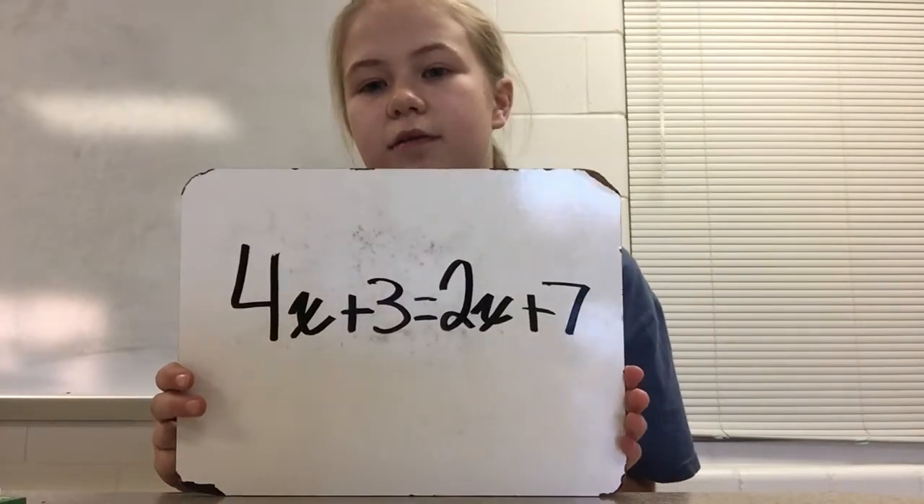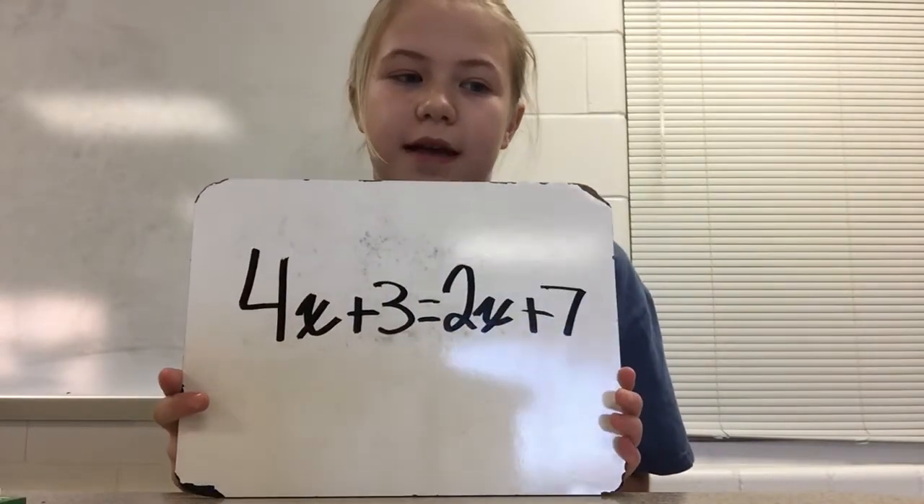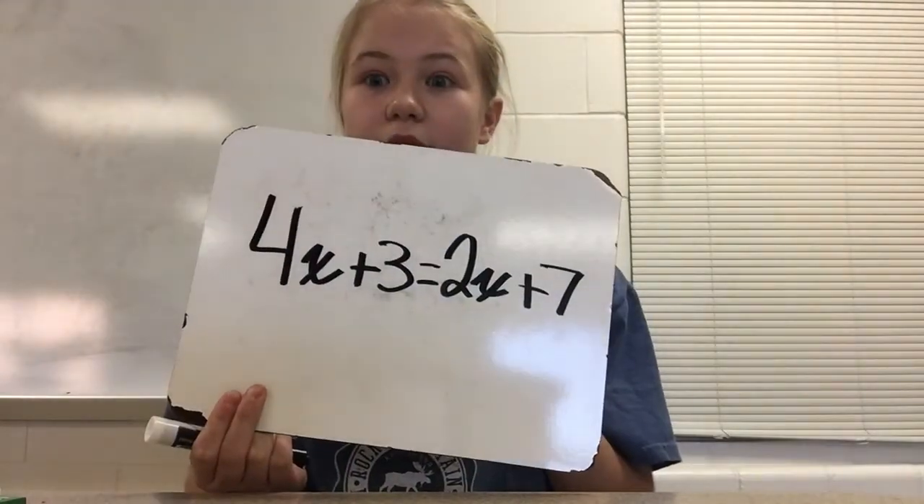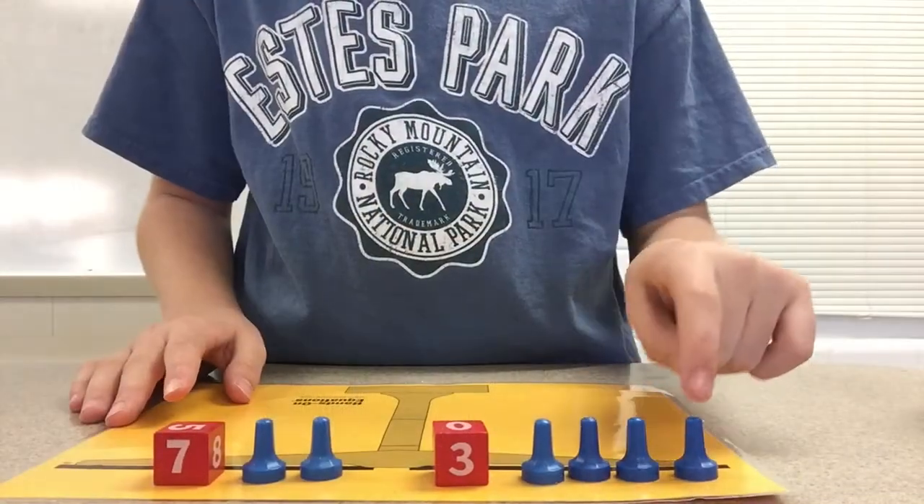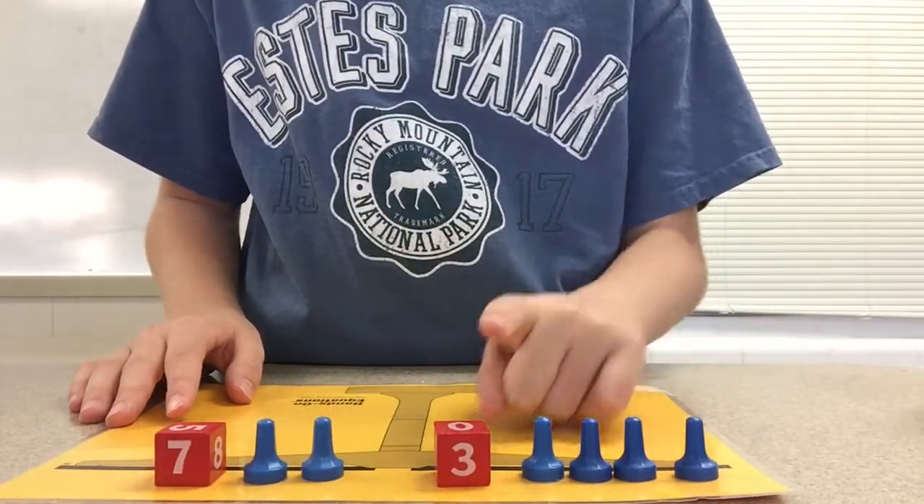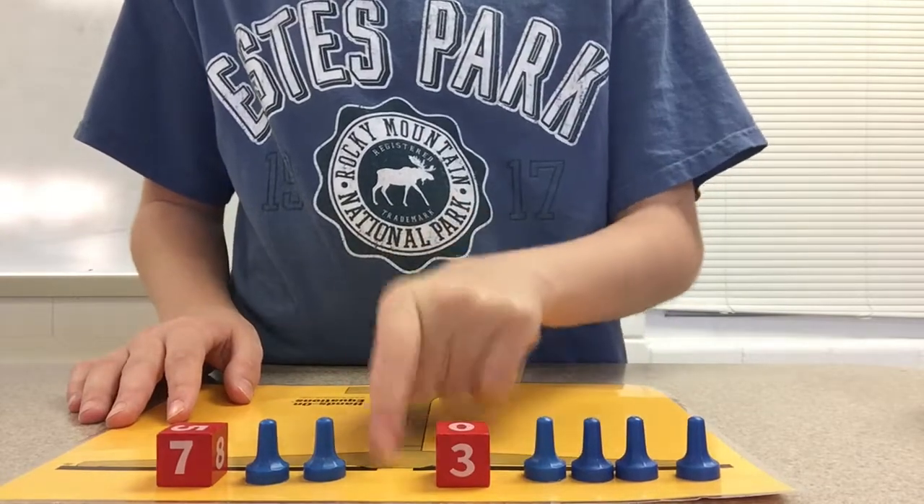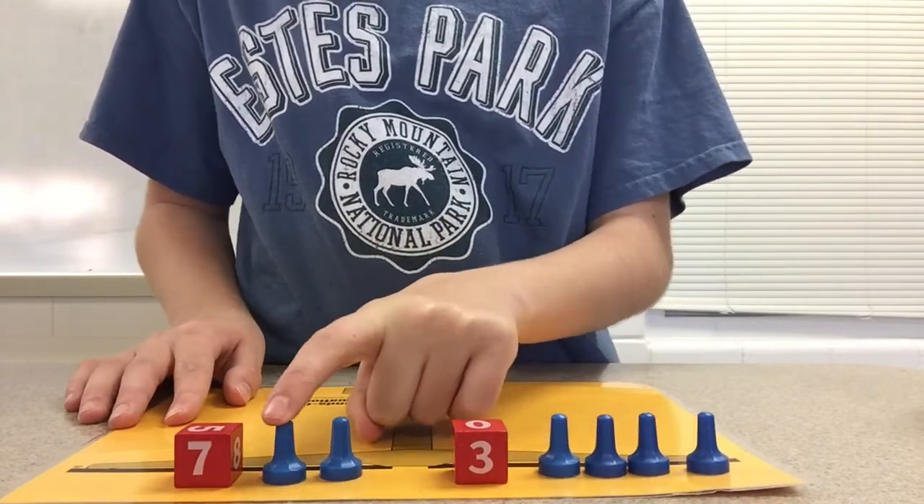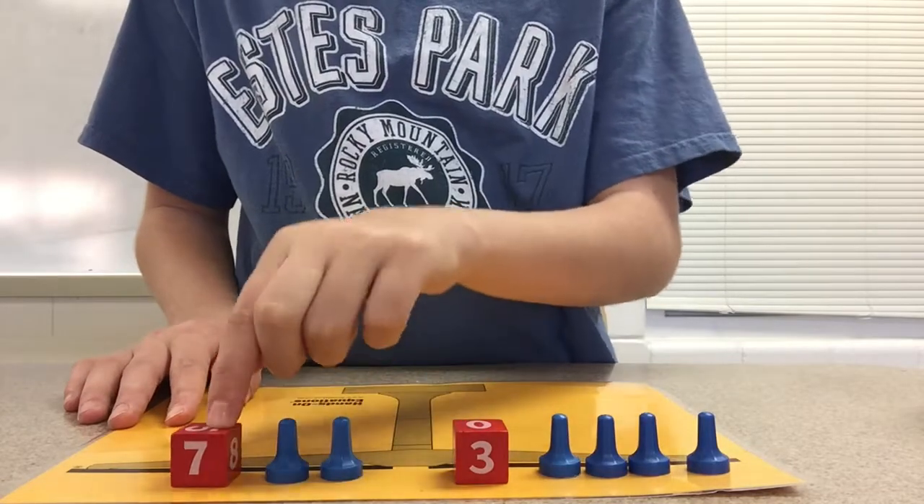So our first problem is going to be 4x plus 3 equals 2x plus 7. Sorry, folks, that really looks like a 6, but it's a 2. So here we have 4x, so 1, 2, 3, 4 blue pawns, plus 3 equals, so the middle of our scale is right here, and that is the equal sign, 2x plus 7.